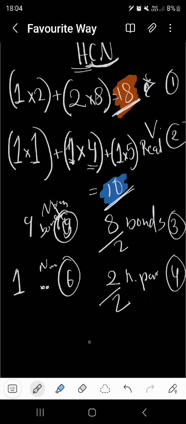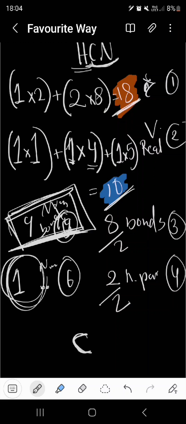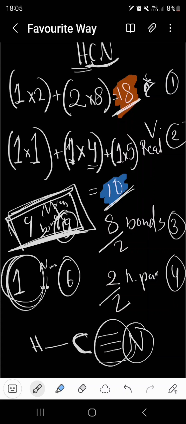Now to draw it, usually C is the central atom because it has 4 bonds. We have 4 bonds that we need to finish and 1 pair of electrons. So we are going to place the 4 bonds first. 1 bond with the H. Now we have 3 bonds. Where are we going to put them? We are going to put them with the N, because N can make 3 bonds and C can do that as well. Now we finished this step.